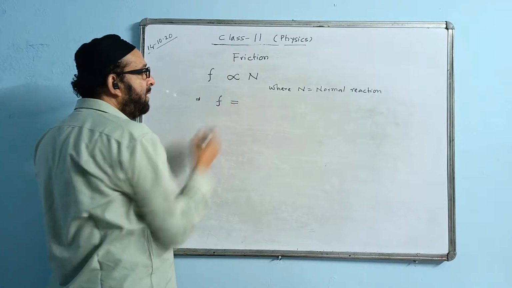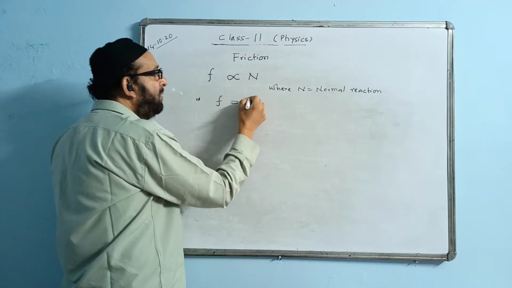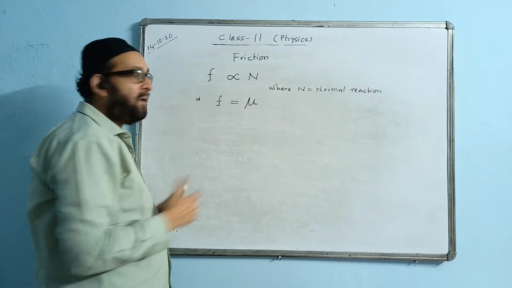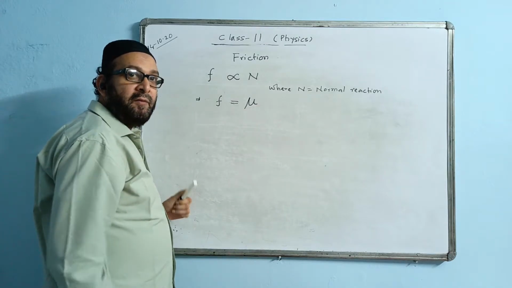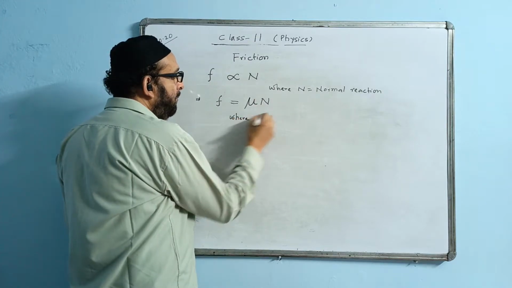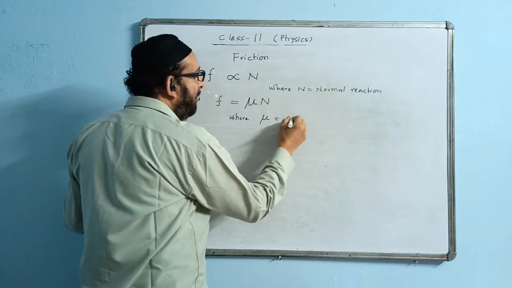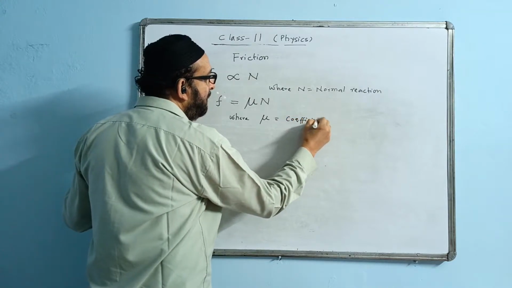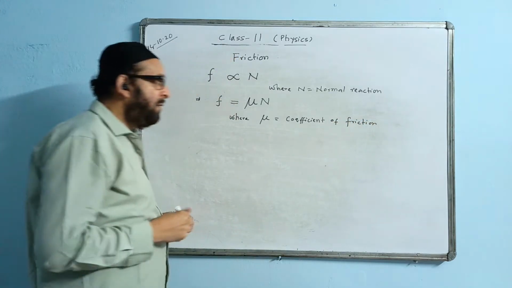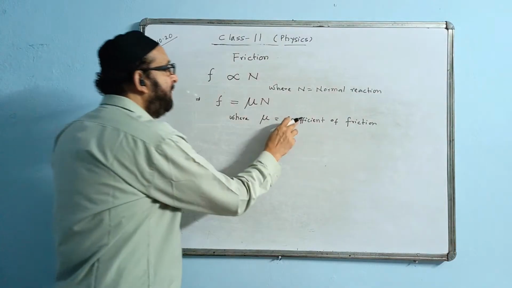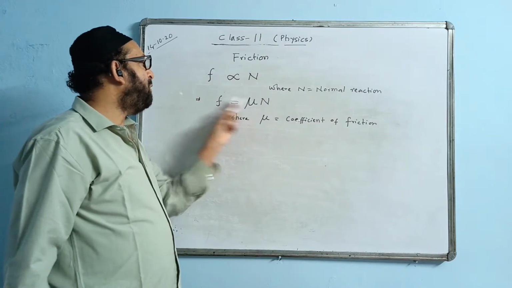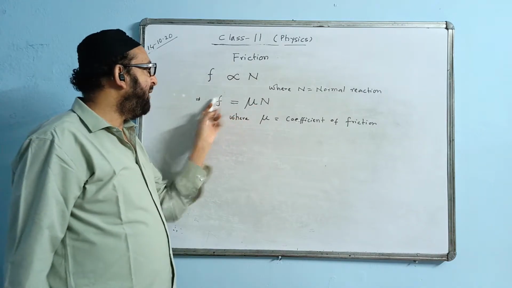The proportionality sign will change to an equal sign by multiplying this side by a constant. That constant we write in the form of mu. In class 10 we wrote mu for refractive index, but here mu is a different thing. Write mu, where mu is a constant, called the coefficient of friction. Coefficient, C-O-E, coefficient of friction. That means mu is the ratio of F divided by N. Mu equals F by N.